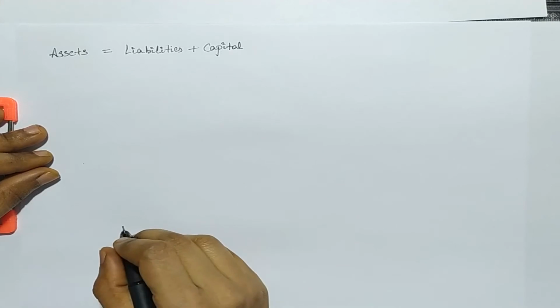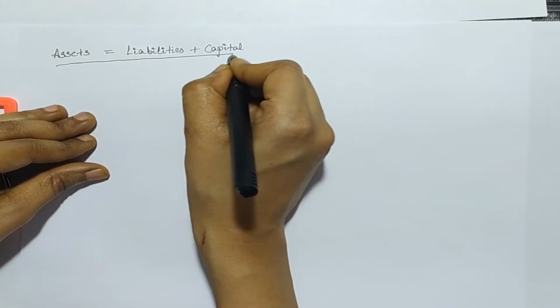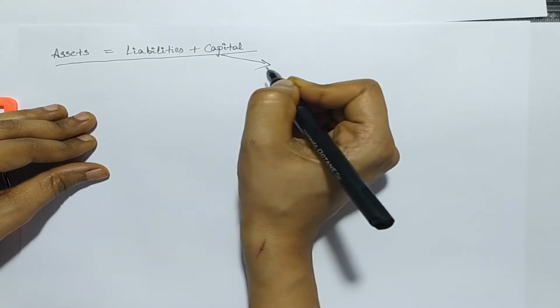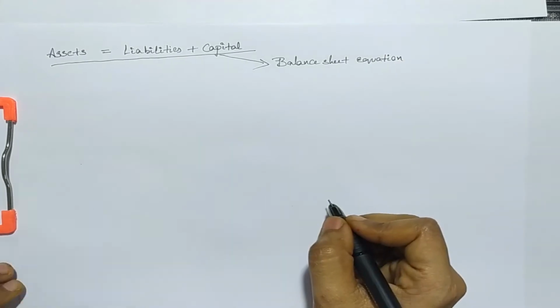Hello everyone. In this video, we are going to discuss the accounting equation. Firstly, we will see what the accounting equation is, then we will move on to the problems. The accounting equation tells us that the assets and liabilities of a firm are equal. The equation is assets equals liabilities plus capital. This equation is also known as the balance sheet equation.